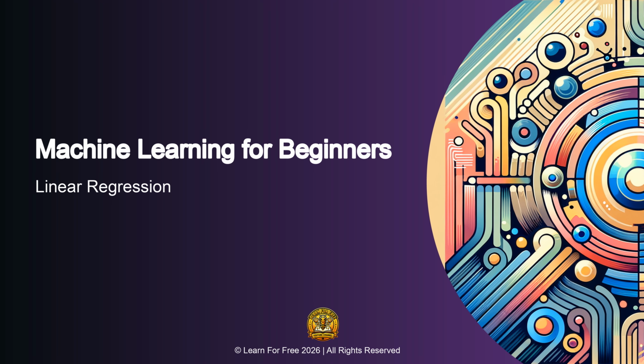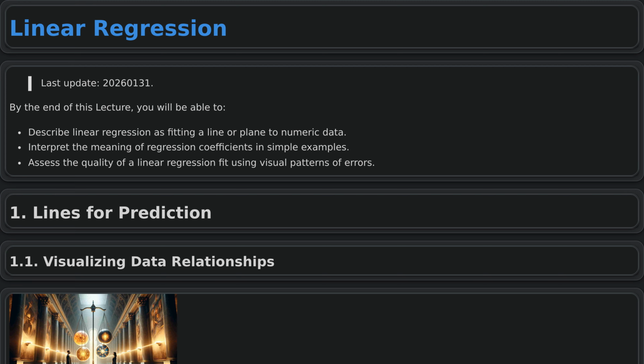Module 4, Lecture A, Linear Regression. By the end of this lecture, you will be able to describe linear regression as fitting a line or plane to numeric data, interpret the meaning of regression coefficients in simple examples, and assess the quality of a linear regression fit using visual patterns of errors.